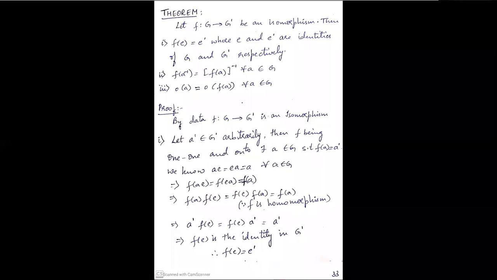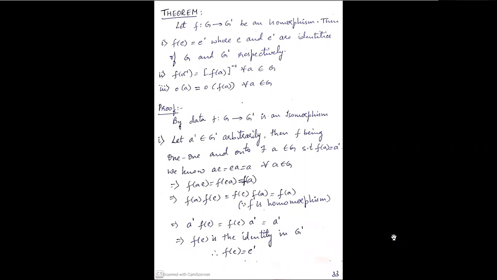Hello students. In the previous class, we had discussed homomorphism and isomorphism. Isomorphism is this: if you have a function f from G to G', and if it is a homomorphism, and also f is a one-one and onto function, then we say that f is an isomorphism. So in this class, we'll be seeing some theorems and problems based on isomorphism.